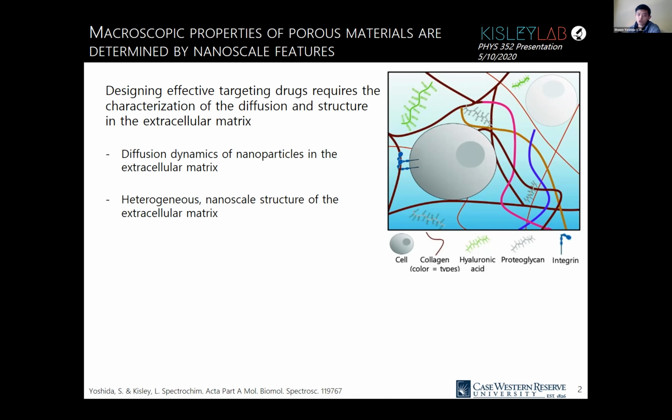The first is the diffusion dynamics of those drugs. How quickly are they diffusing? Are they getting stuck anywhere? Are they interacting with the ECM in any way? And then we'd also like to see the nanoscale structure of that matrix, or of the porous space in between the cells. The reason being that with both of these combined, we can identify specific structures that might interact with or trap the drugs and prevent them from reaching their target cells.